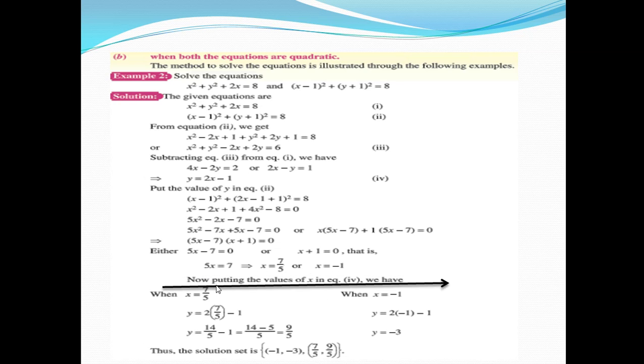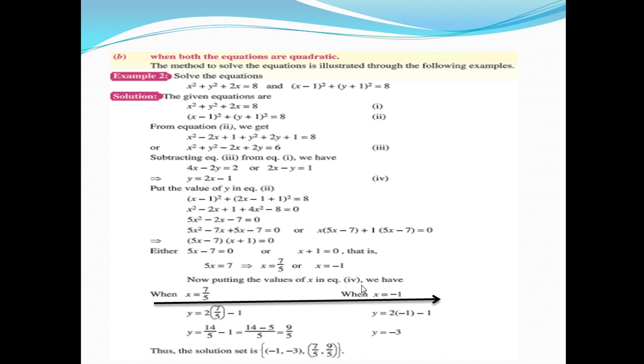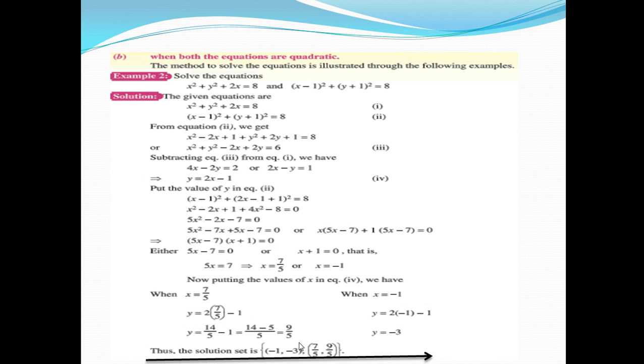We now put the values of x in equation number 4. We get x is equal to 7 by 5 and x is equal to minus 1 in equation number 4, then get y is equal to 14 by 5 minus 1, after LCM, 9 by 5, and putting the value 2 minus 1 is equal to 1, and minus 2 and minus 1 is equal to minus 3. Then we get the solutions 1 minus 1, minus 3, and 7 by 5 and 9 by 5.